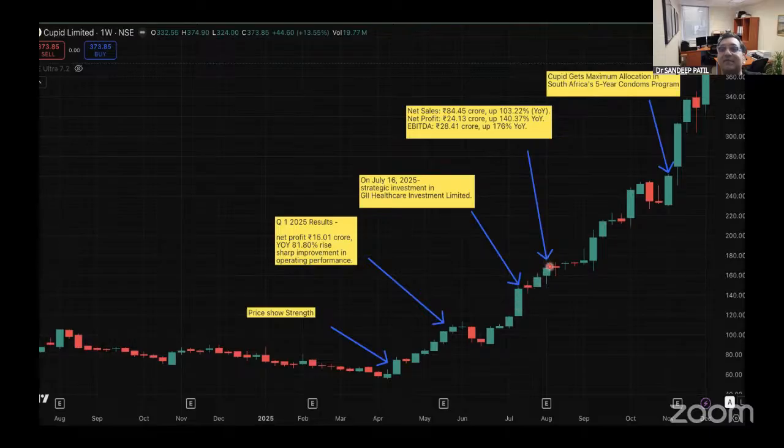Then the second result comes. Again, net sales increased 100% year on year, net profit increased 140%, and EBITDA increased 176% year on year. So again, it shows follow up. You see the chart which is following up. Again, in November, you have news coming up: Cupid gets maximum allocation in South Africa's 5-year condom program. So then again, there is a follow up.